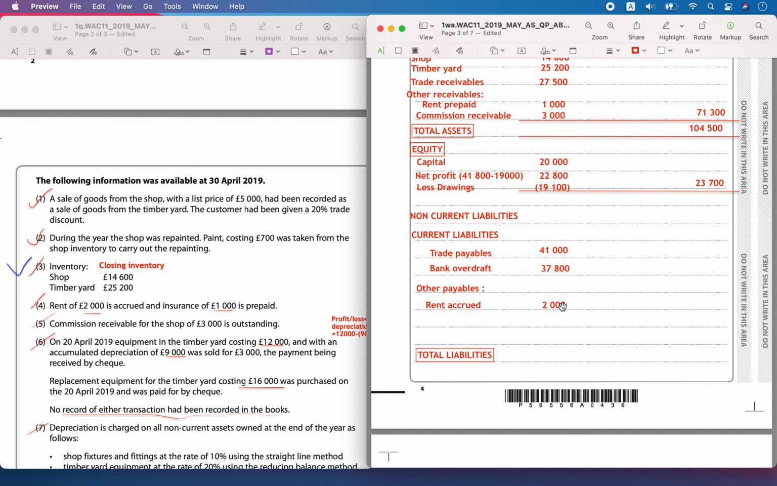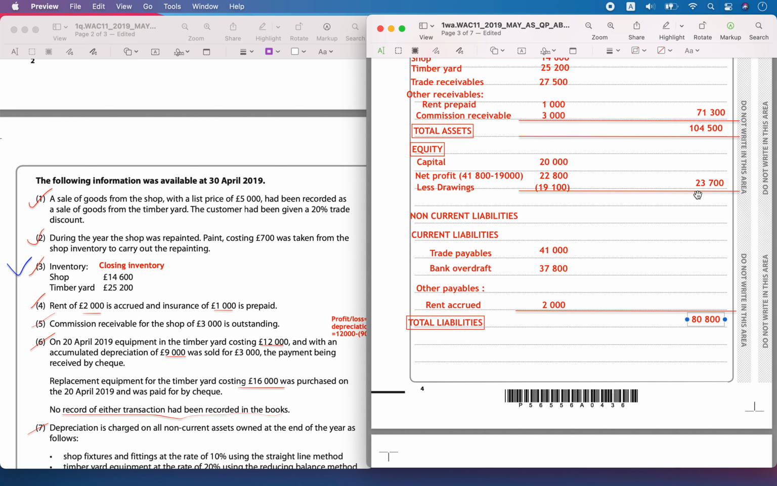Now let's calculate the value. So 41,000 plus 37,800 plus 2,000. So the total is going to be equal to 80,800.